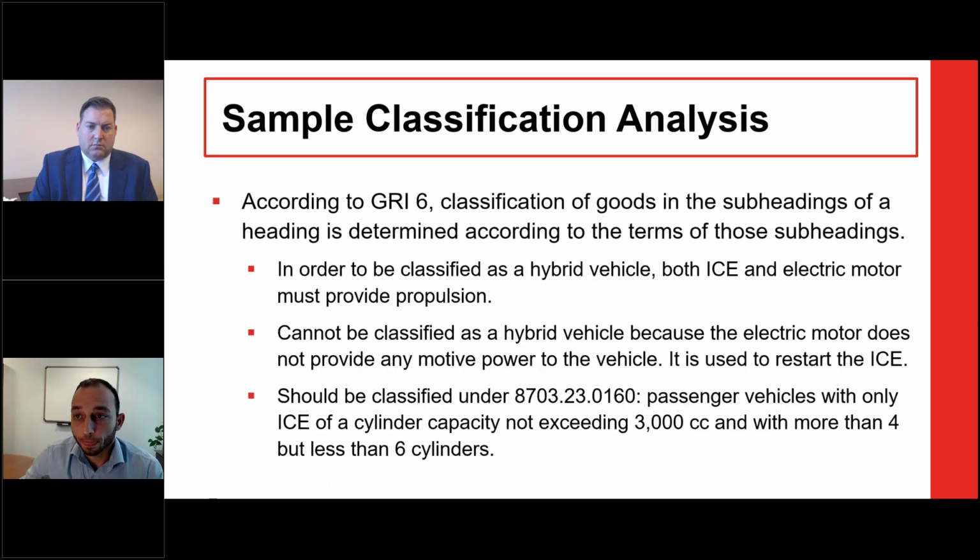Next slide, please. And then you would have to determine the appropriate subheading for that product. So again, in order to be classified as a hybrid vehicle, both the internal combustion engine and the electric motor must provide propulsion to the vehicle. This vehicle cannot be classified as a hybrid because the electric motor does not provide any motive power. It's just used to restart the internal combustion engine. And that's why, in that case, CBP determined that the vehicle should be classified as a passenger vehicle with only internal combustion engine.